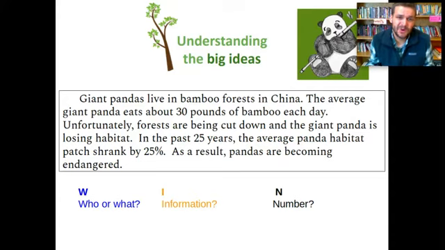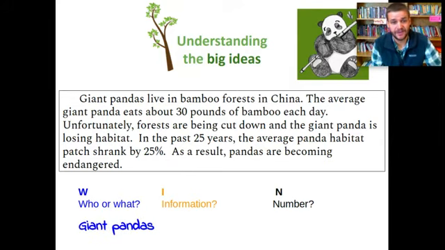So let's start with W. Who or what was this paragraph about? Who was the main character, so to speak, of the paragraph? Well, hopefully, in your mind, you're already thinking it's about pandas. So I'm going to write down my W. Now, in this case, I wrote giant pandas. I said that it should almost always be one word, but if it's like a compound noun like this, or maybe it's a person's name and it's their first and last name, then it's okay to use two words. But it shouldn't usually be more than that. Okay, so who or what was this about? Giant pandas. Now I'm going to do my I.